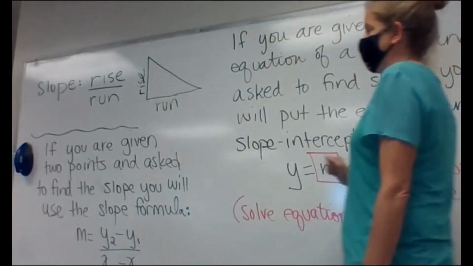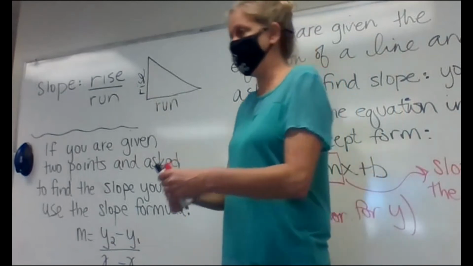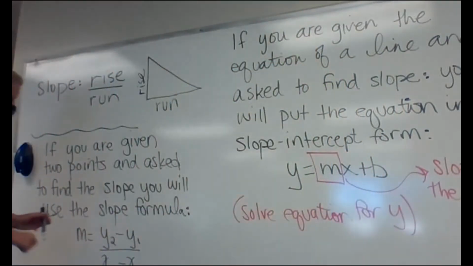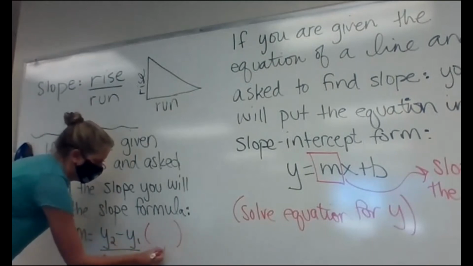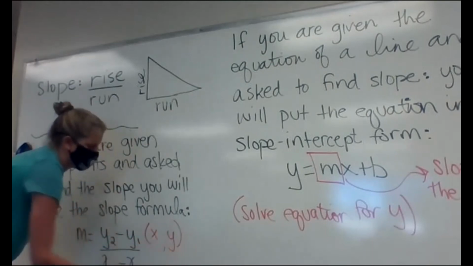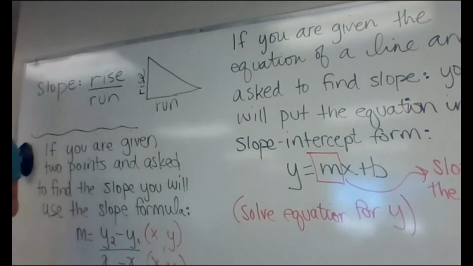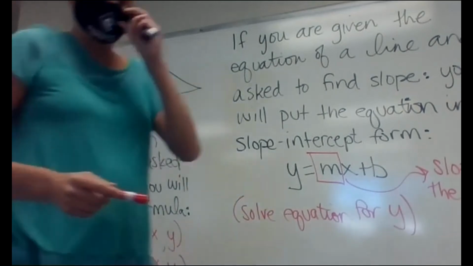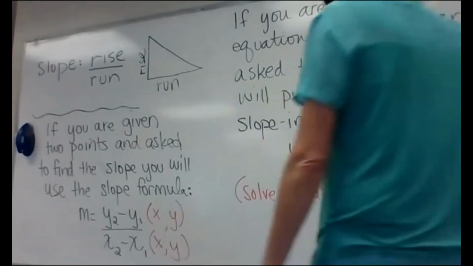Sometimes we're not given that information. Sometimes we're given 2 points. Remember, points come in this form, with an X coordinate and a Y coordinate, and you'll be given 2 of them. If you're given 2 points and need to find the slope, we're going to use that slope formula.